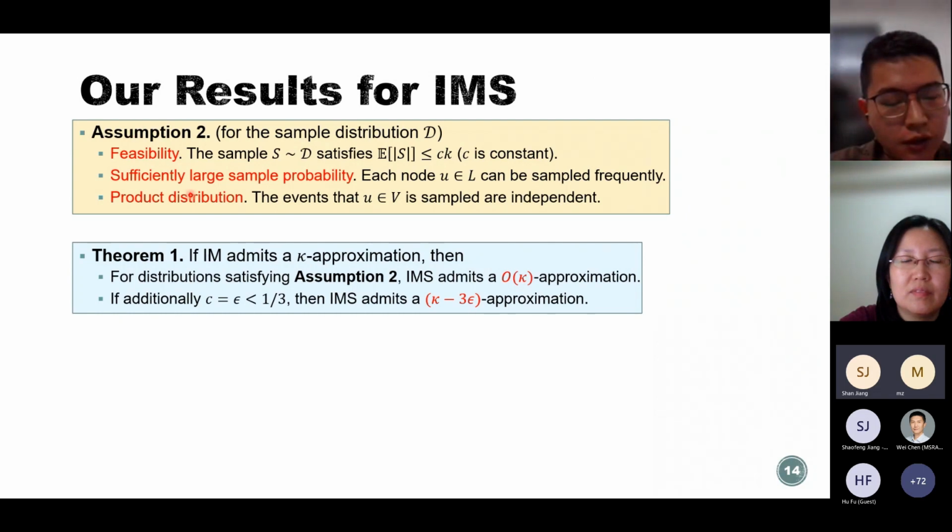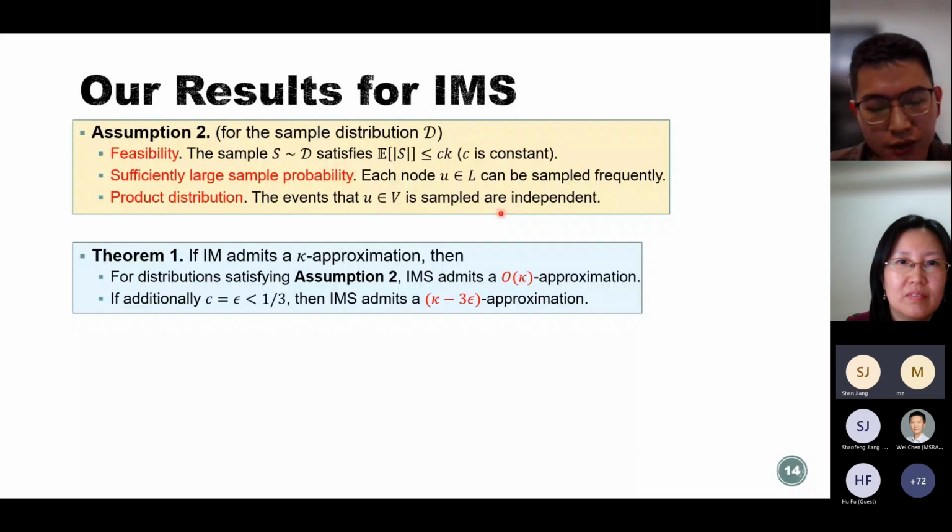First, we also propose an assumption, which contains 3 conditions. The first 2 conditions are the same as the assumption for the maximum coverage problem. But the third condition is stronger. It should be a product distribution, meaning that the events that each u is sampled are independent. Under this assumption, we show that the IM problem admits an O(kappa) approximation. And if additionally, the parameter c equals epsilon and is smaller than 1/3, then the problem admits a kappa minus some epsilon approximation. This is our result.